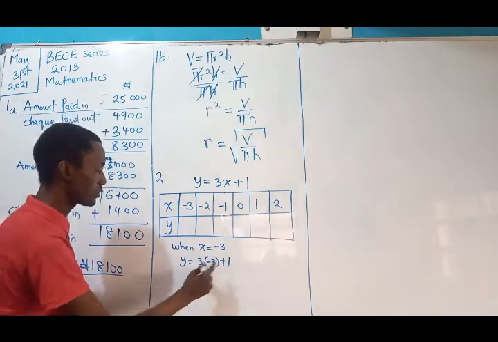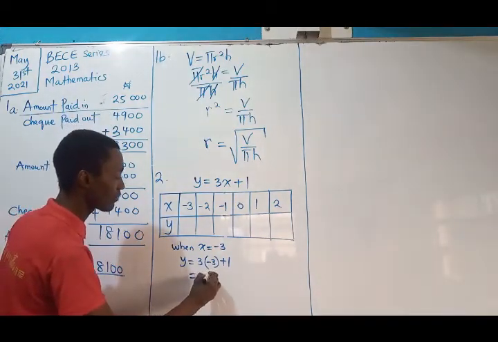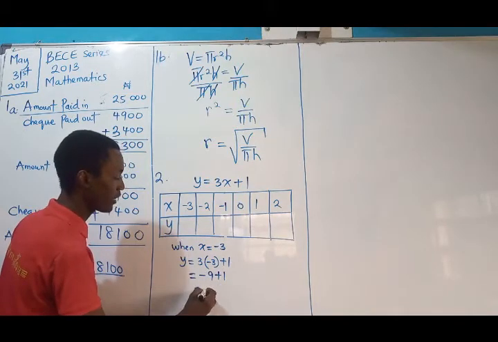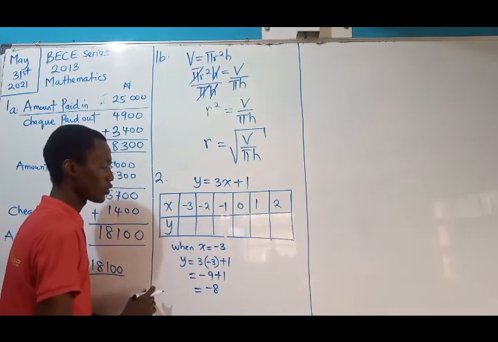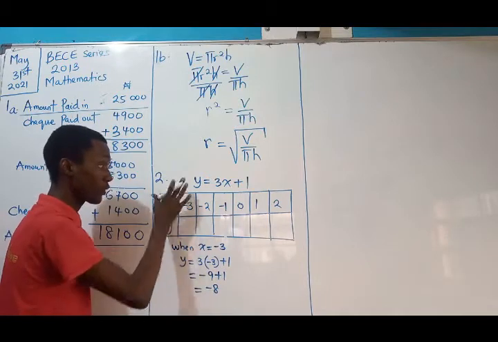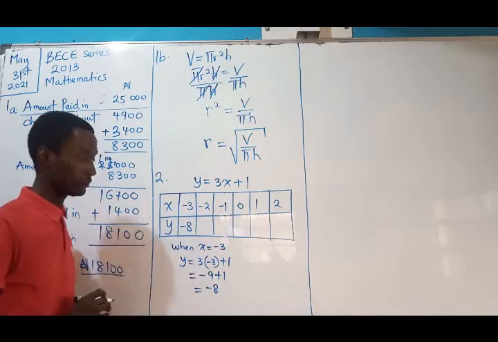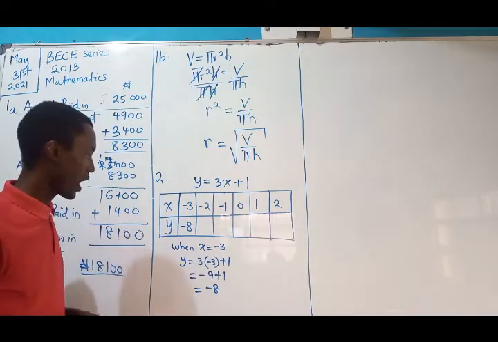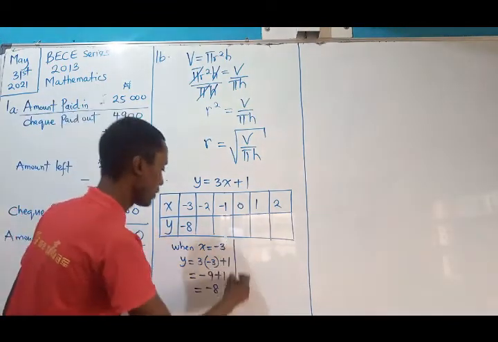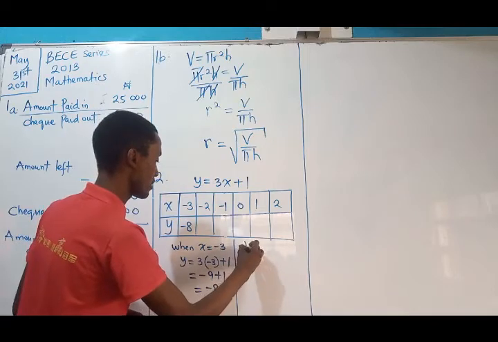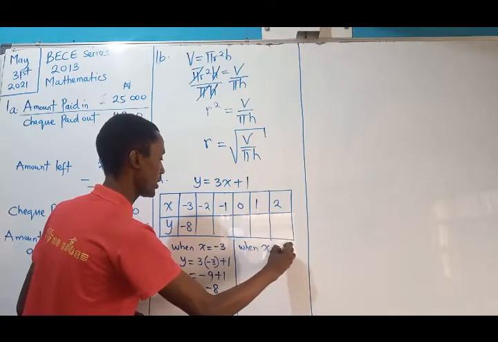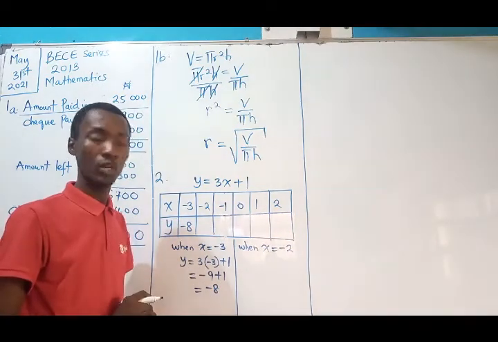So when y equal to this, it means that what? This will be what? Negative 9 plus 1. And what would that be? Negative 8. So in your table, because this is what you're going to do, you transfer this answer here, put negative 8 here. You have done that. Now, the next thing you do, when x is equal to negative 2, what do you do next?